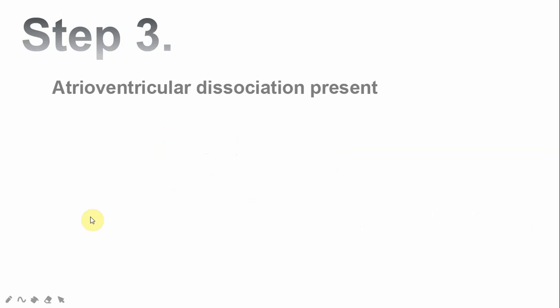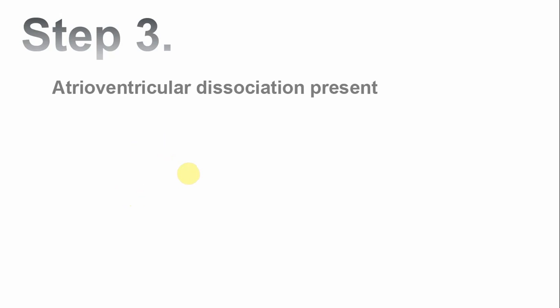So let's go through step 3. Step 3 of the Brugada criteria is atrioventricular dissociation. What it necessarily means is that the atrial activity and ventricular activity do not have any correlation with each other. There is a complete dissociation, complete divorce, complete separation, complete social isolation from each other between the atria and ventricle.